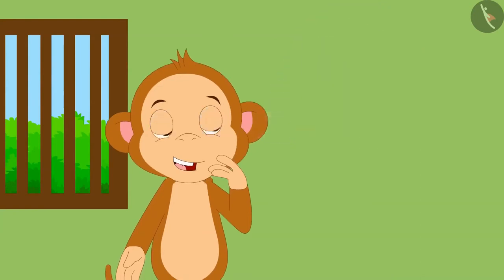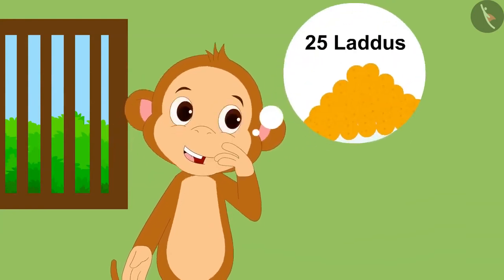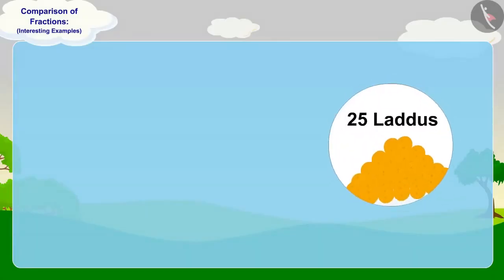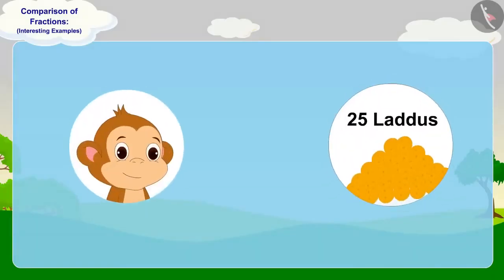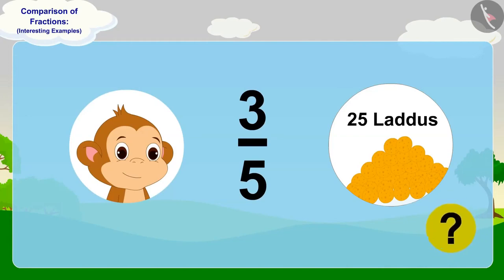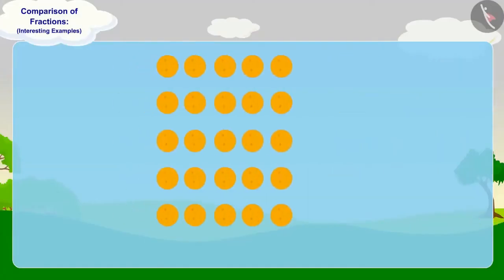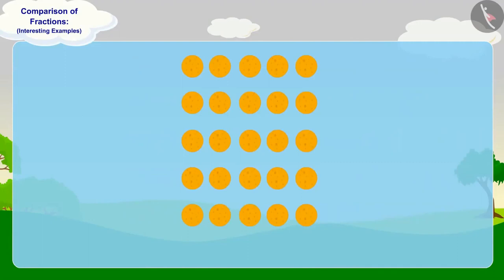Out of that money, he will buy 25 laddus with some money. Out of those 25 laddus, he will eat 3/5 of it in a single day. Can you tell how many laddus will he eat in a day? You can find the answer by pausing the video. Well done, kids! Your answer is absolutely correct.